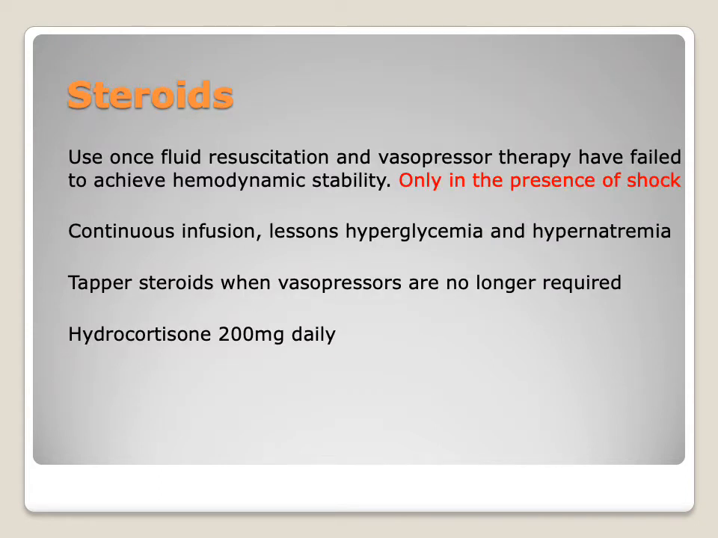Therefore, steroids were only proposed when resuscitation and vasopressor therapy had failed to achieve hemodynamic stability, only in the presence of shock. They suggested continuous infusion because that lessened the hyperglycemia and hypernatremia, and then to taper steroids when vasopressors were no longer required, and hydrocortisone 200 mg daily was used.